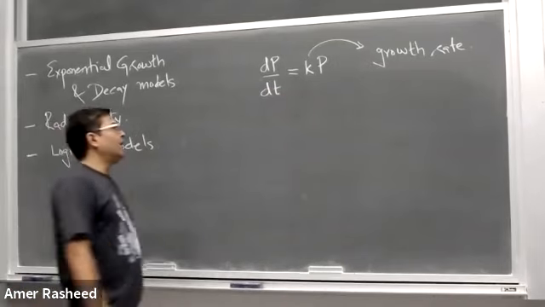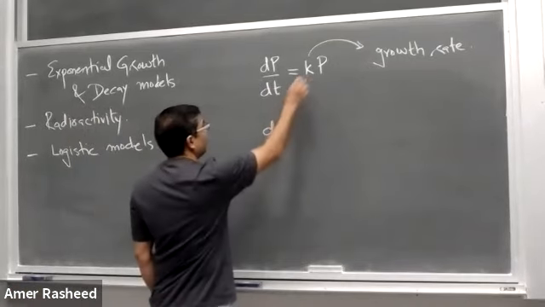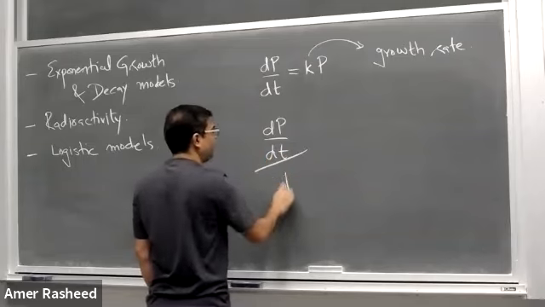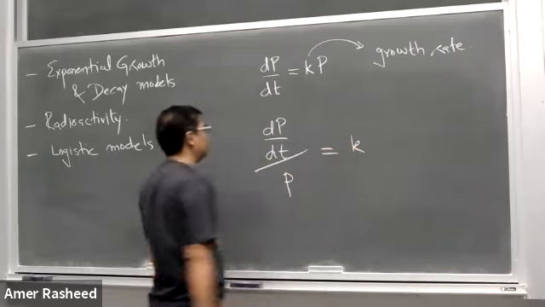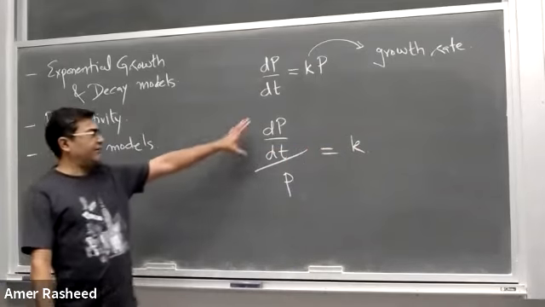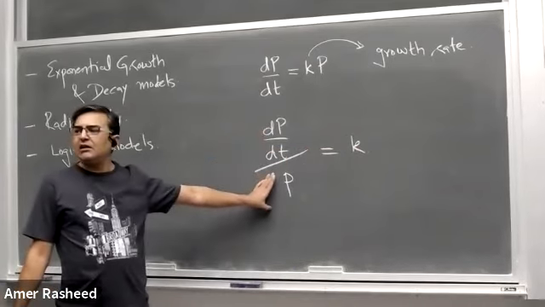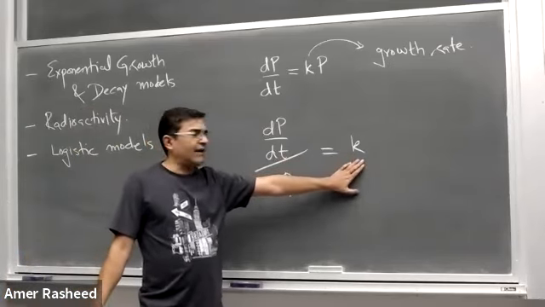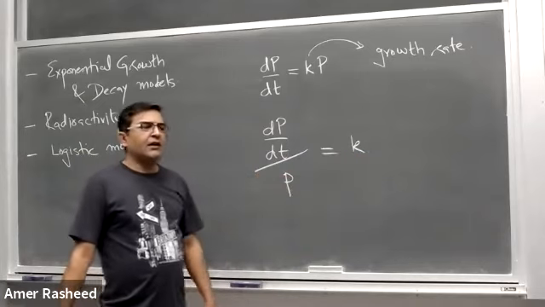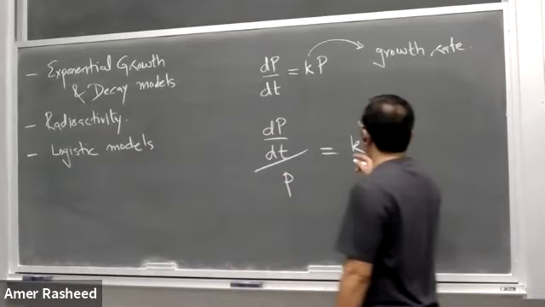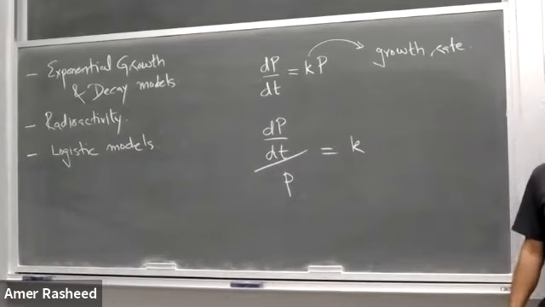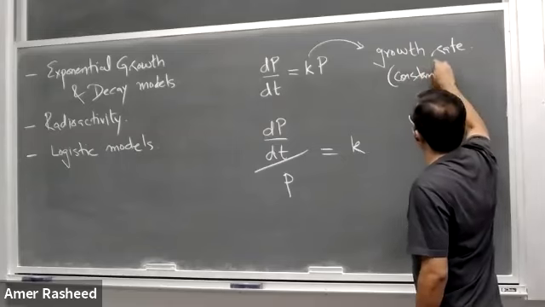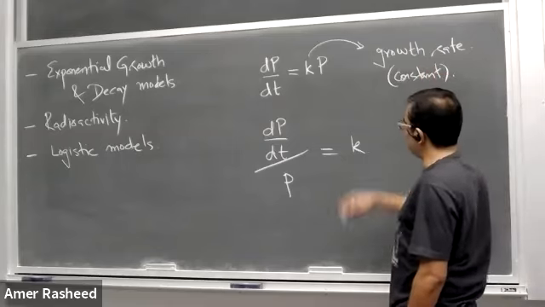In this case, k is the growth rate, so (dP/dt) divided by P is equal to k. This is the rate of change of population divided by the current population, which gives us k, the growth rate. Here, the growth rate is fixed or constant. Now, we assume that this is not constant.